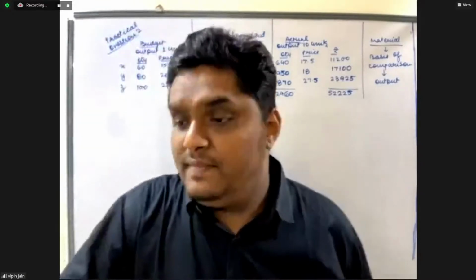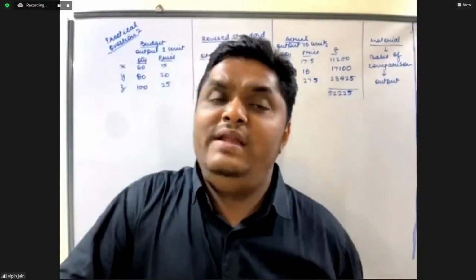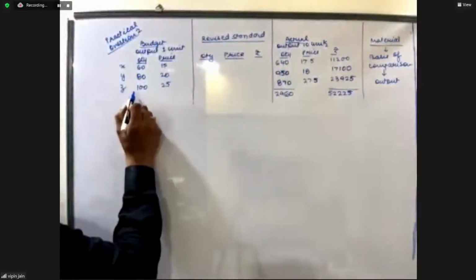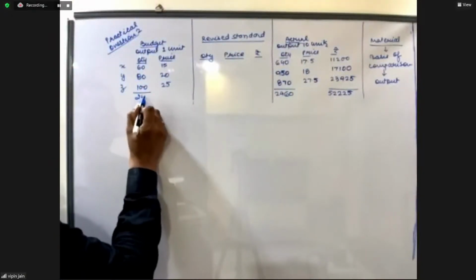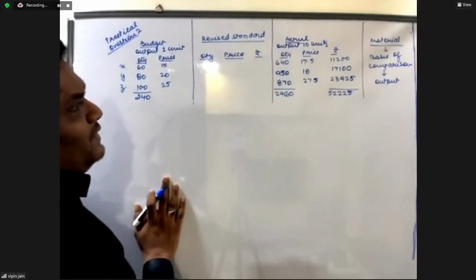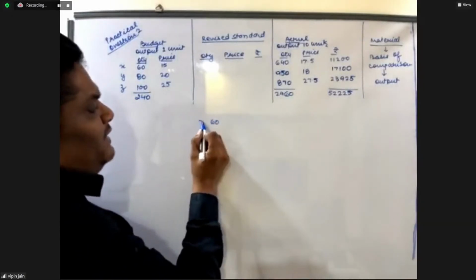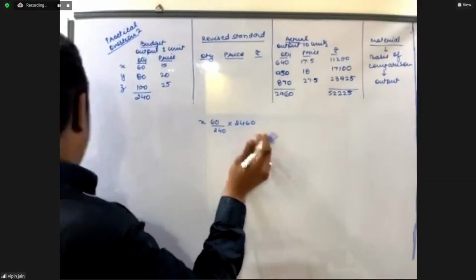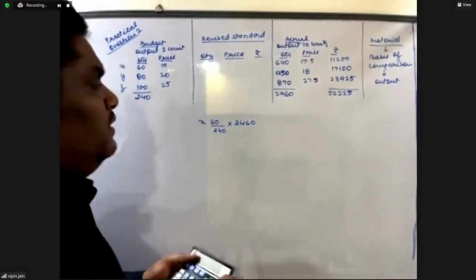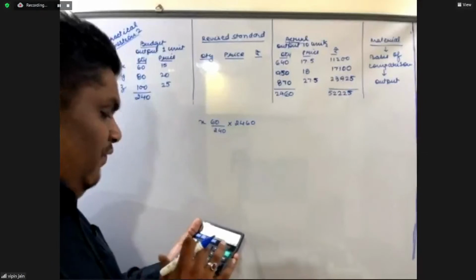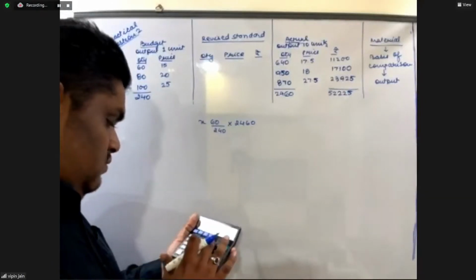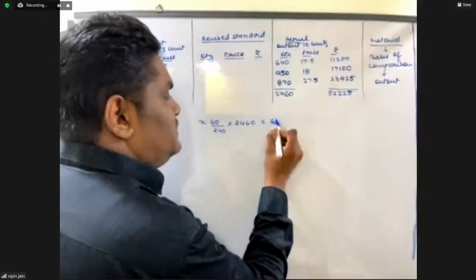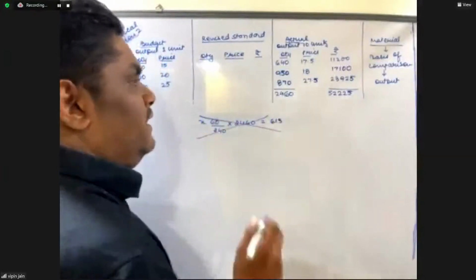So now, guys, this was the main reason I want to discuss this question. What few of the students did was they took 60 for X and this is 240, so how much will be for 2460? Few students followed this approach. So 60 divided by 240 into 2460. People got this answer 615. This answer is incorrect.